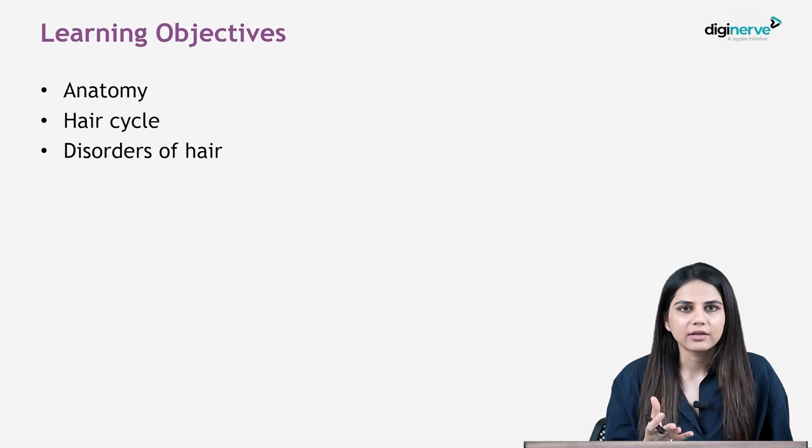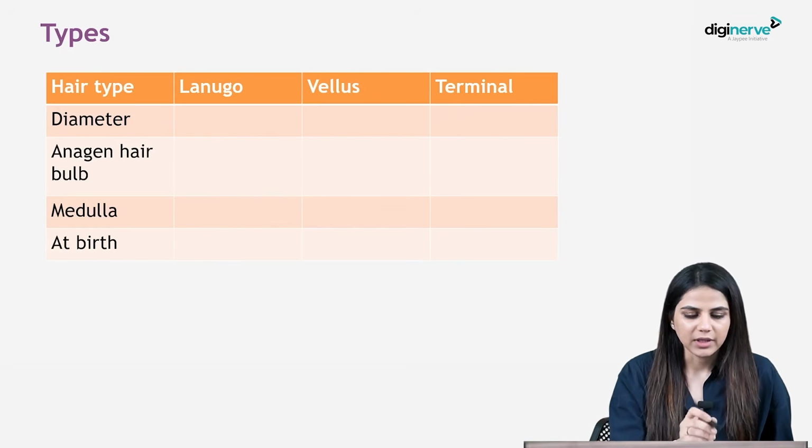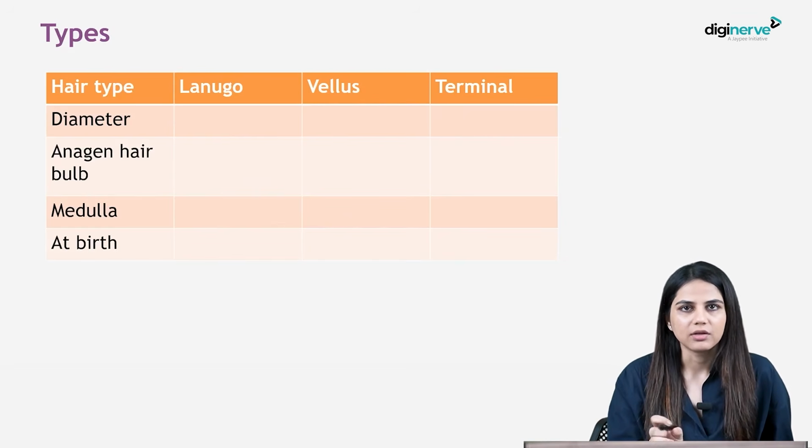Students, let's study the module on hair and its disorder. In this module, first we will study the anatomy, followed by the hair cycle and correlate the related disorders. There are three types of hair in the human body: lanugo, vellus and terminal.